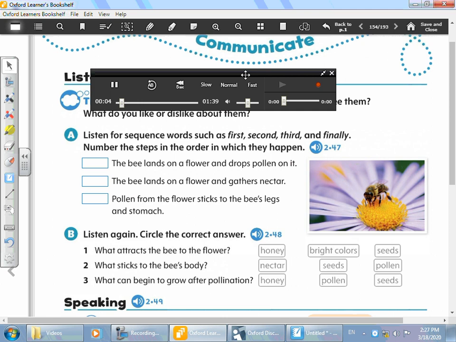Listening. A. Listen for sequence words such as first, second, third, and finally. Number the steps in the order in which they happen.